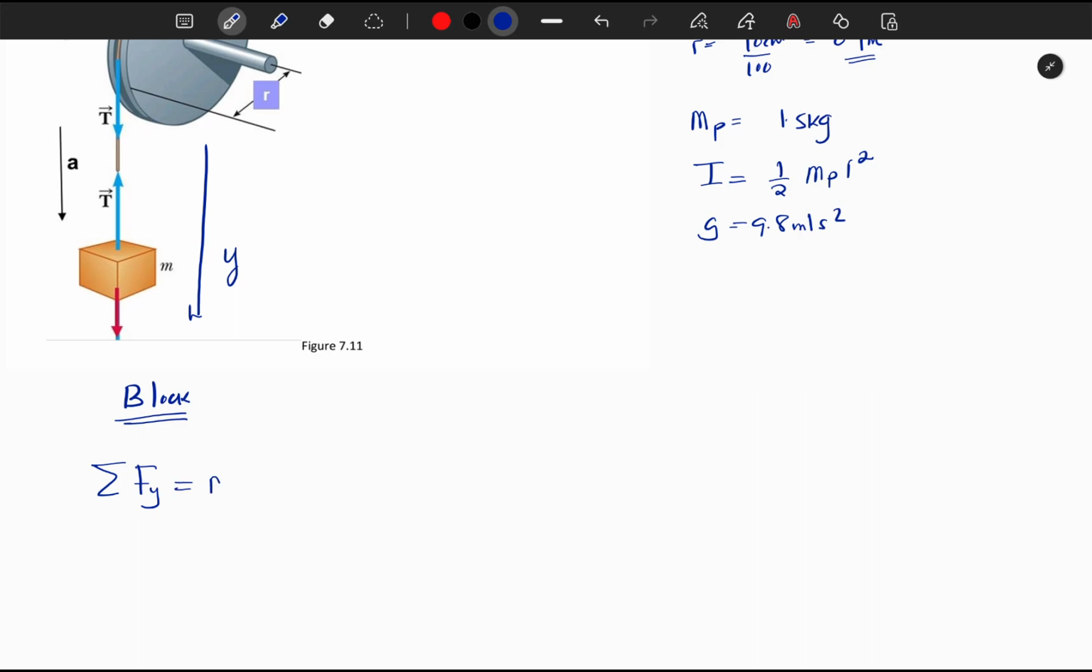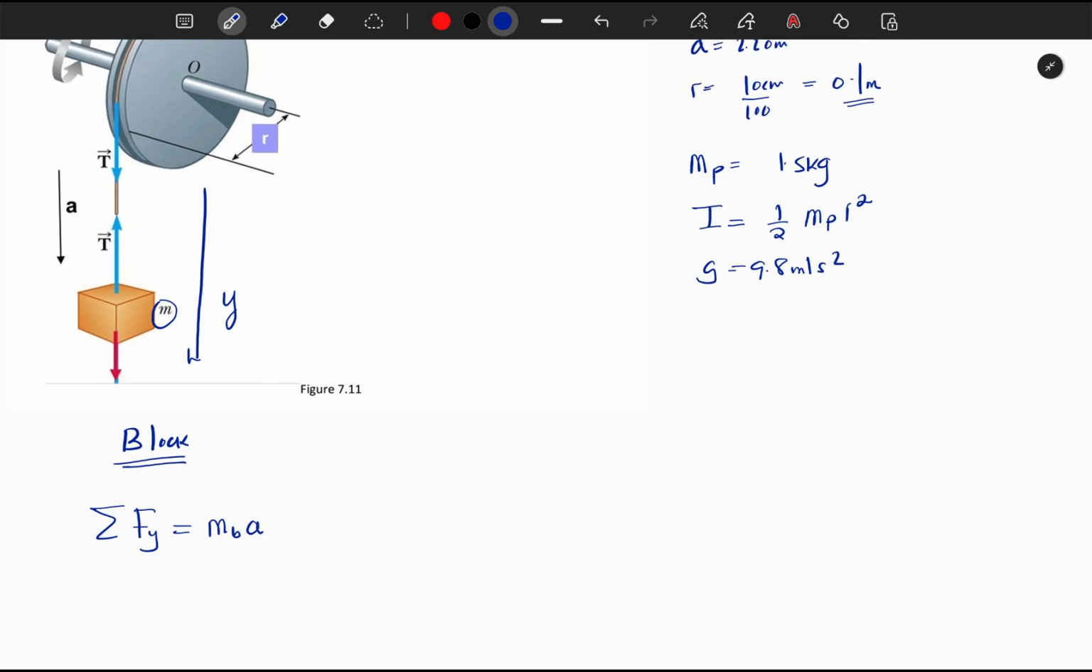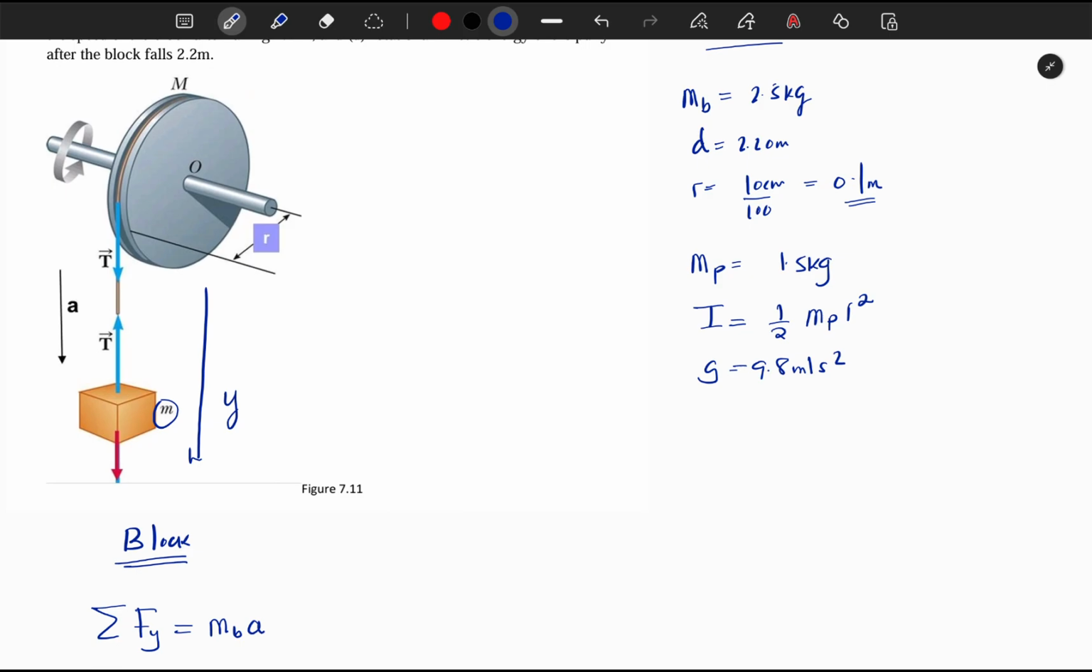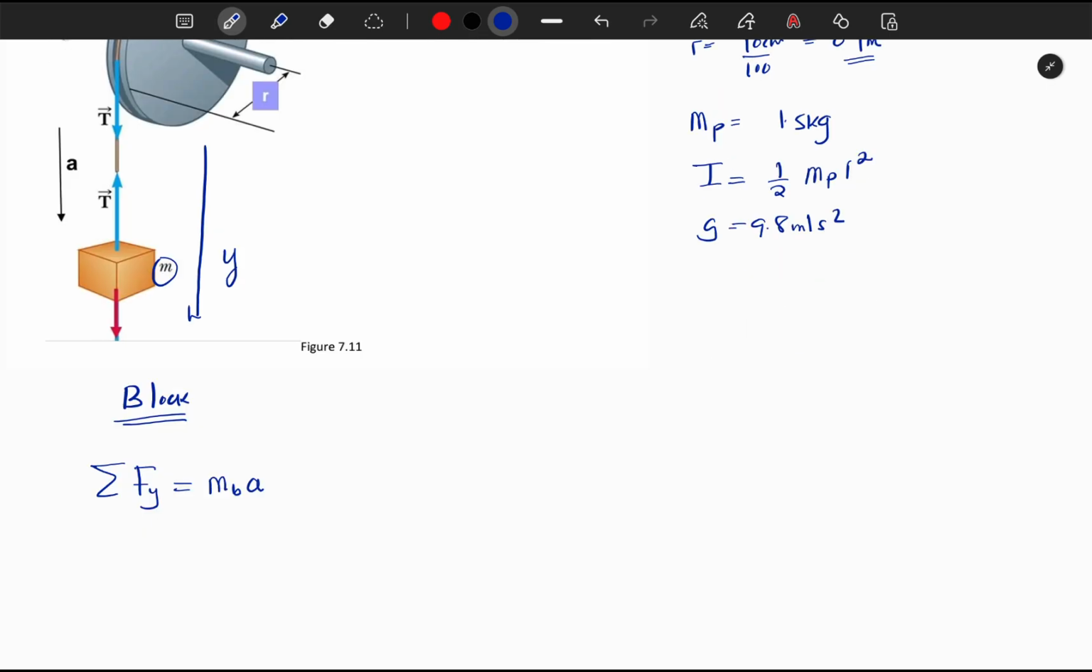All right. Meaning, if we apply second law of motion here, the sum of forces in the y direction is just equal to mass multiplied by acceleration. Now, this mass is the mass of the block, so we are going to call it MB multiplied by a, because MB represents the mass of the block, to make sure that we differentiate clearly there.